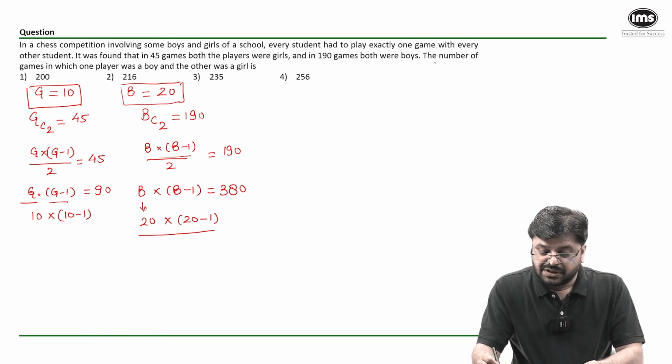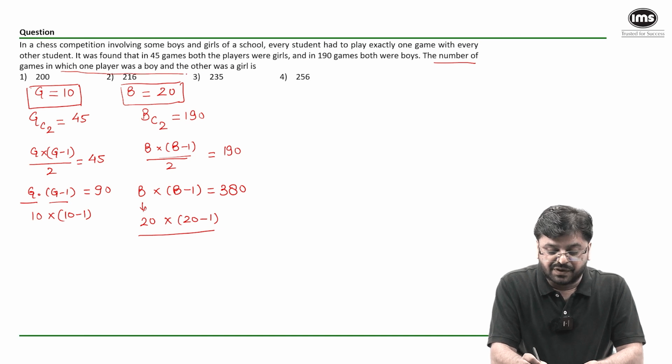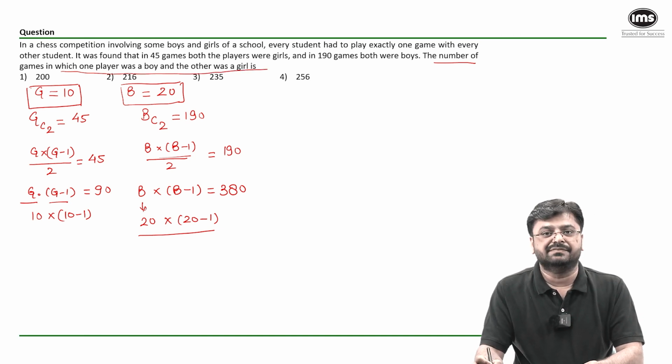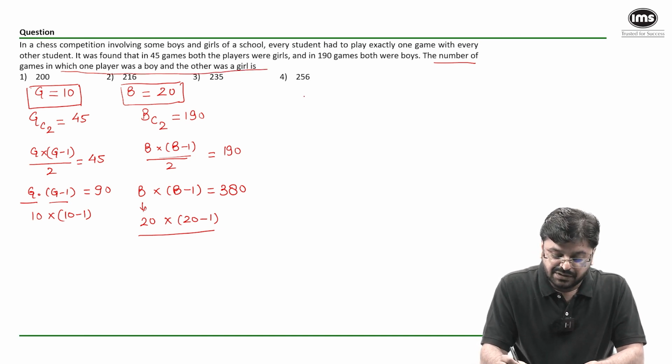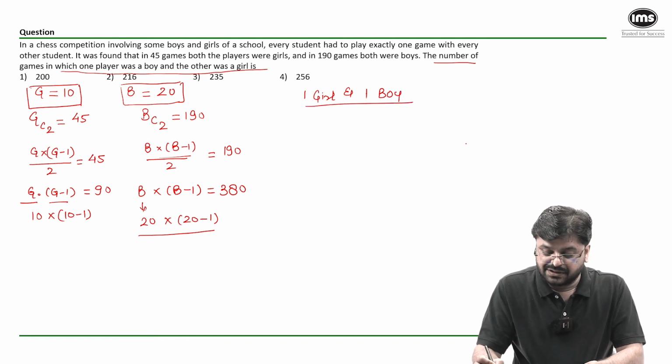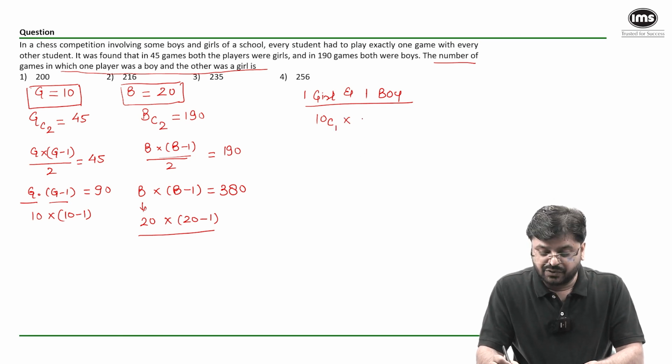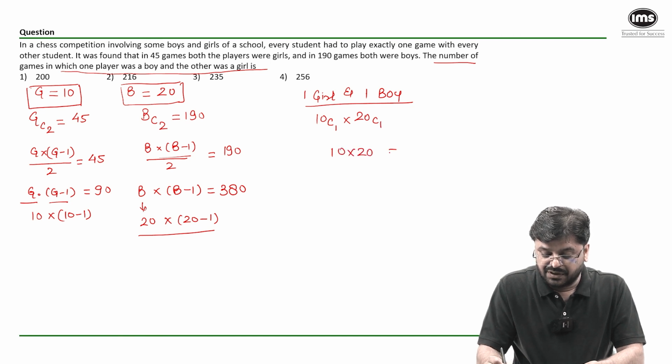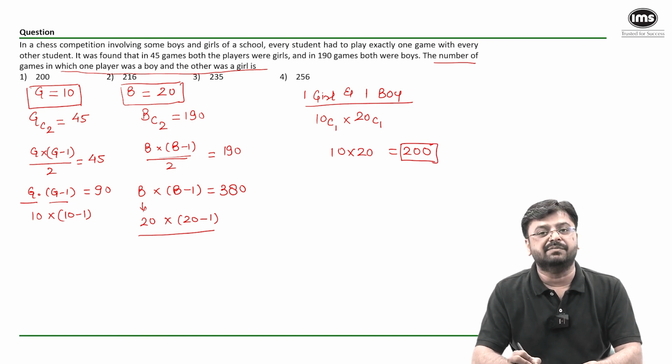Now, the question is, the number of games in which one player was a boy and the other was a girl. So, we need to select one girl and one boy. So, in how many ways we can select one girl out of 10? It is 10C1. In how many ways we can select one boy out of 20 boys? 20C1. That is 10 into 20. In all, there will be 200 games in which one of the player will be a boy and the other will be a girl.